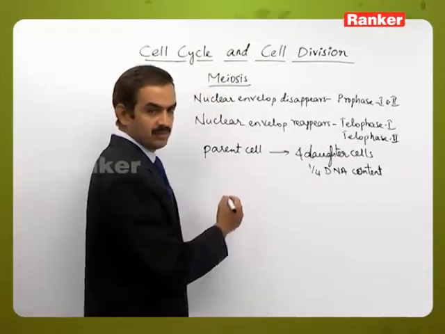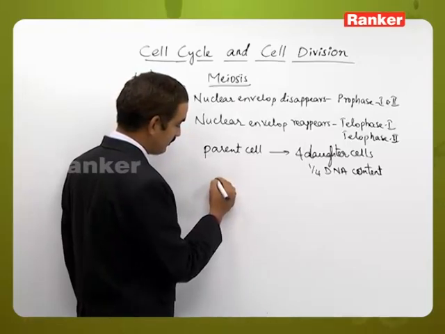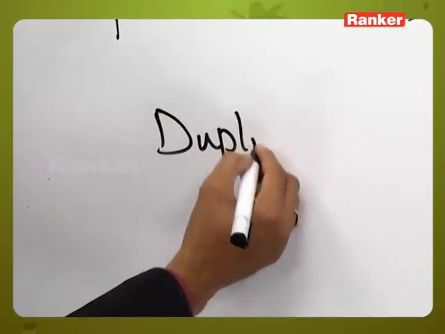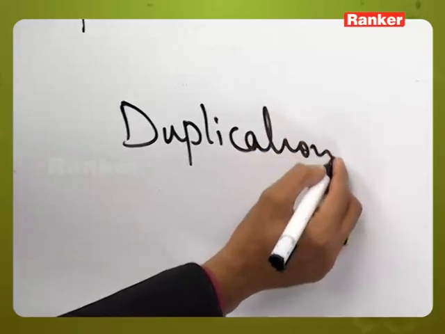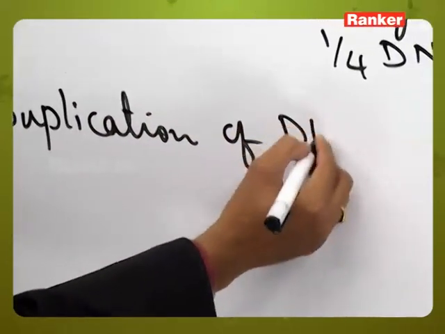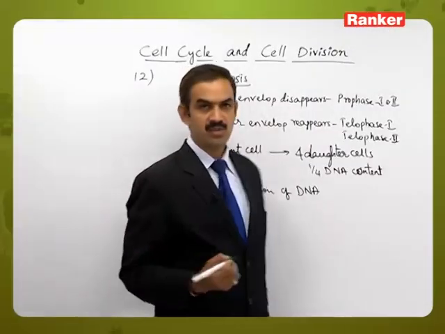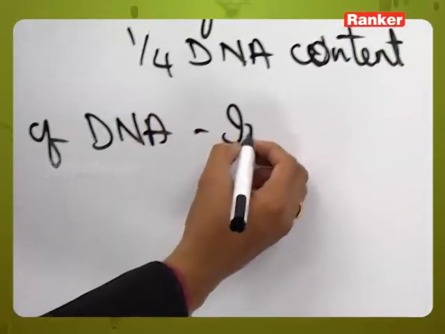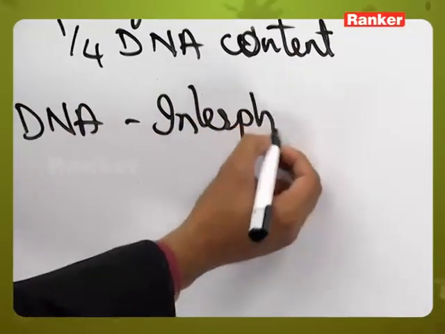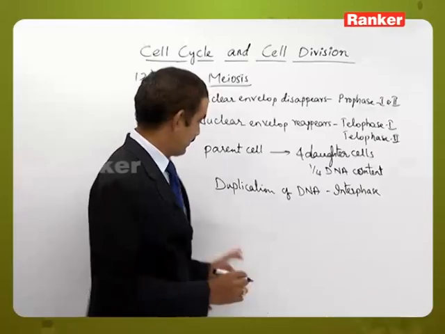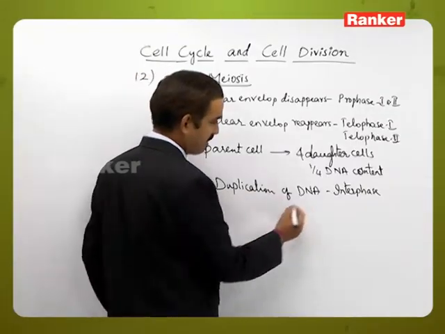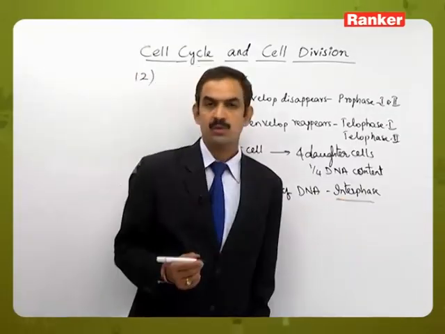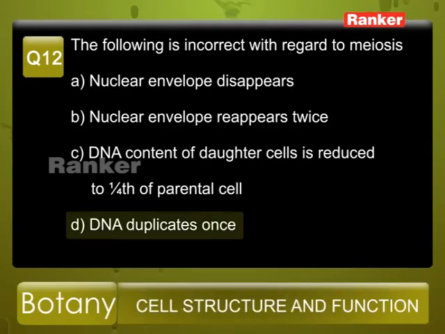And the duplication of DNA. The duplication of DNA will occur during the interphase. For the meiotic phase, here the duplication of DNA will occur during the interphase. So from the given options, option D is the correct answer.